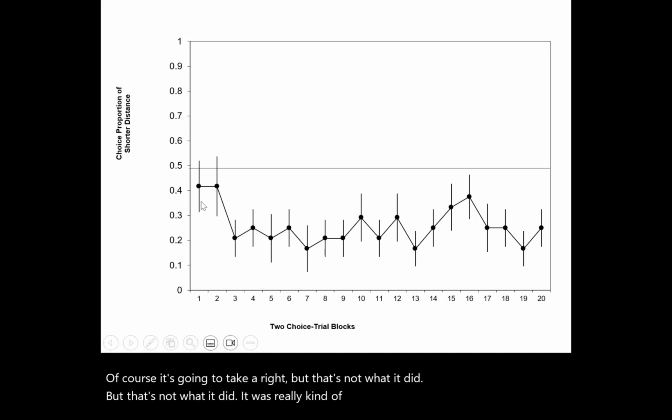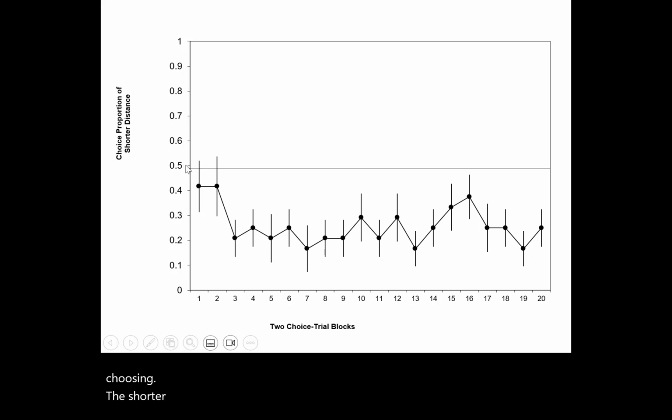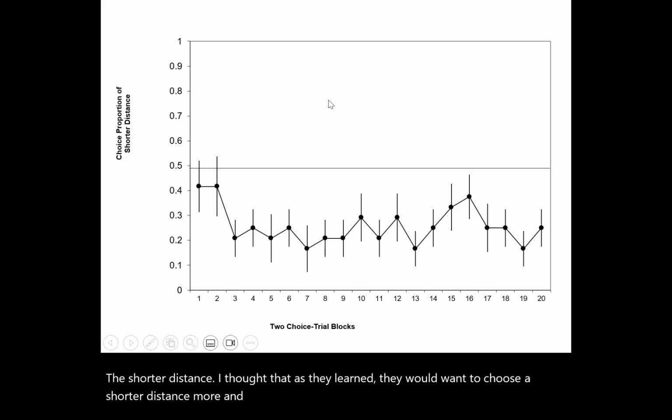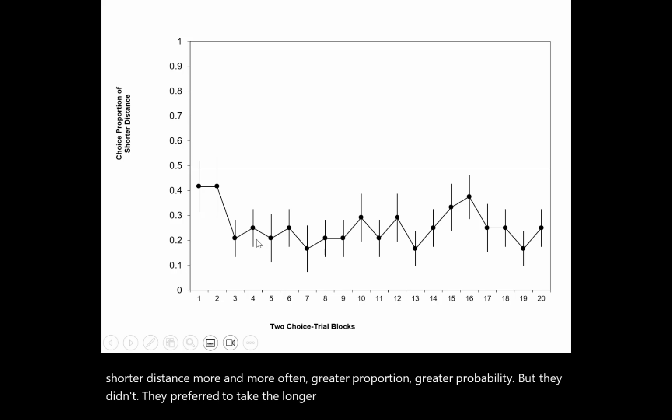This is the proportion of choosing the shorter distance. I thought that as they learn, they would want to choose the shorter distance more and more often. Greater proportion, greater probability. But they didn't. They preferred to take the longer route. They preferred to swim longer to get and fight.